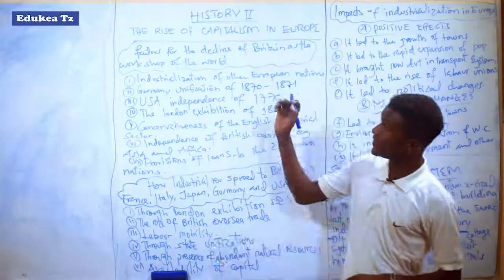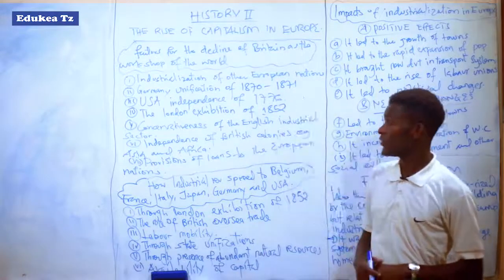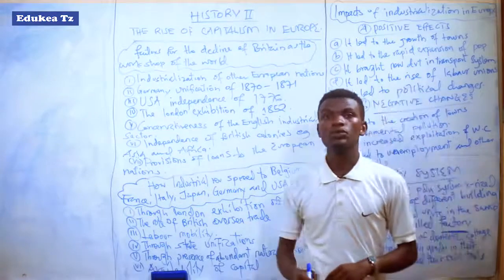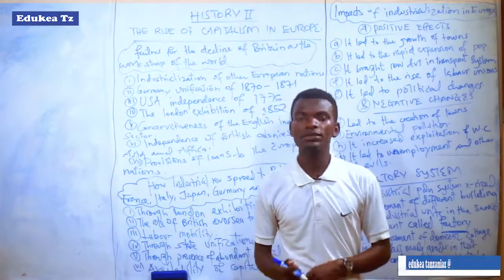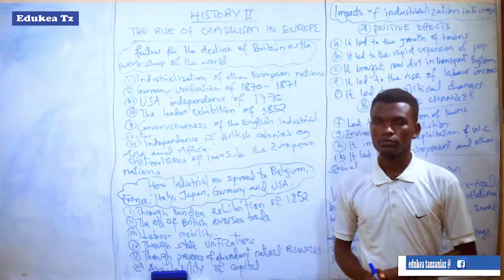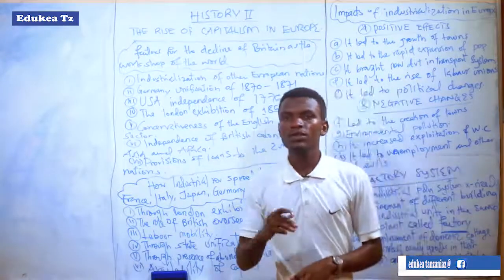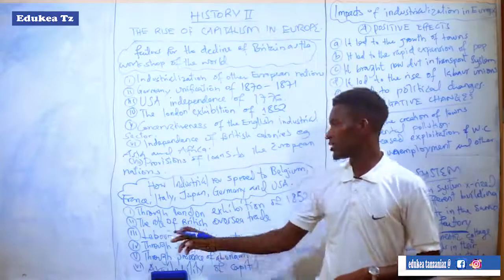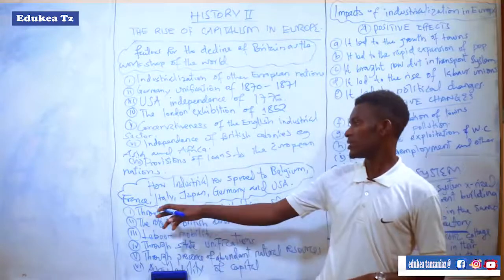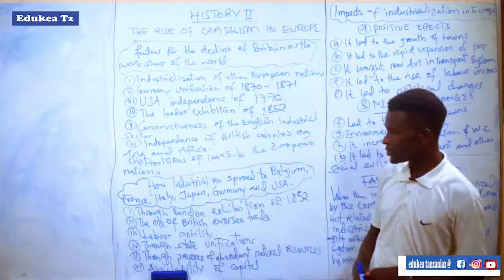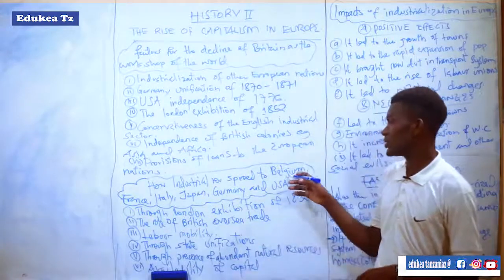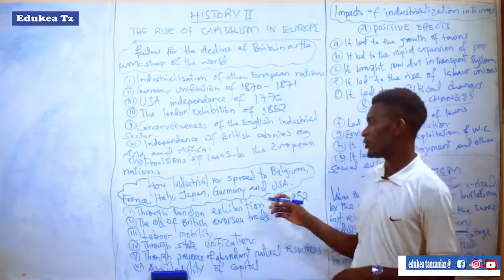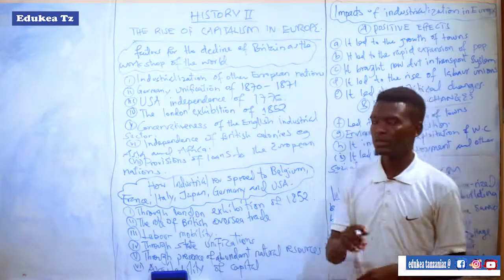In the first phase of the Industrial Revolution, I told you that it started in Britain and later, in the 1816s, the Industrial Revolution spread to other European nations, as I have mentioned here. So how did the Industrial Revolution spread to those other European countries in 1816?